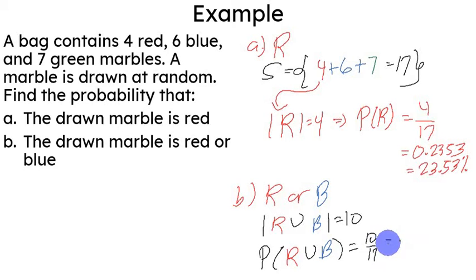If we want to write this in decimal, that can be 0.5882 rounded off to 4 decimal places. In percentage, this is 58.82%. So there is a bigger chance that you're going to get a red or a blue marble, because the chances are 10 over 17 or 58.82%.